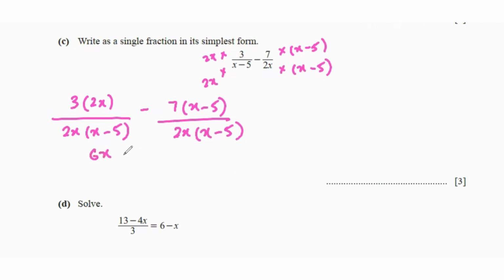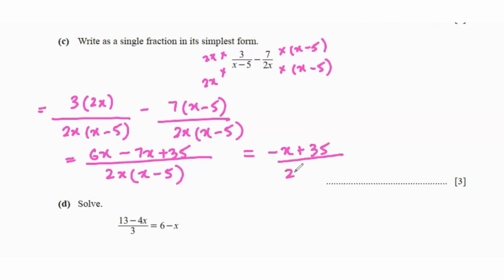So we have 6x minus 7x plus 35 over 2x times x minus 5. Since we have the same denominators, I combined it as a single fraction. And the numerator is 3 times 2x, which is 6x. And negative 7 times x is negative 7x. And negative 7 times negative 5 is positive 35. Next, 6x minus 7x can be further simplified, which will be negative x plus 35 over 2x times x minus 5.